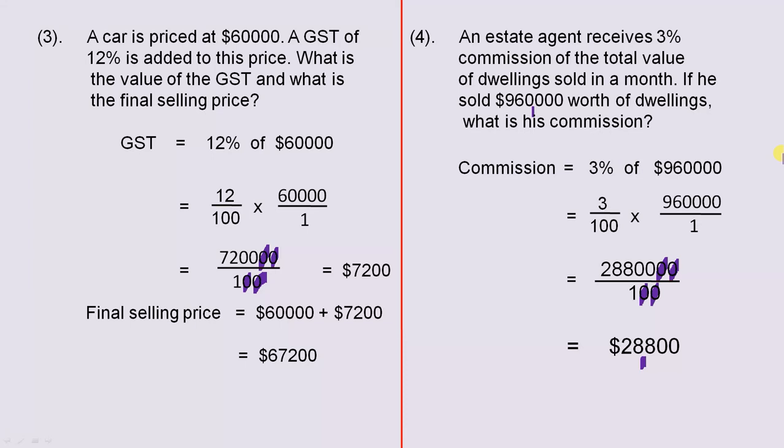So this video has given us some examples. We've seen how to calculate the GST, and then when we add that to the displayed price, that gives us the final selling price. We've also seen how to calculate commission on goods sold.